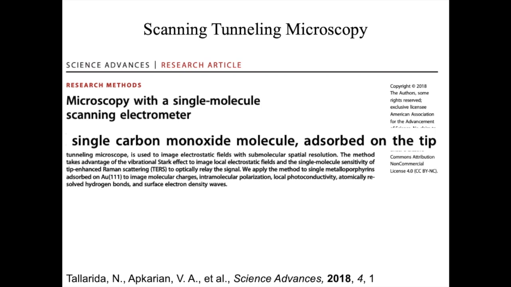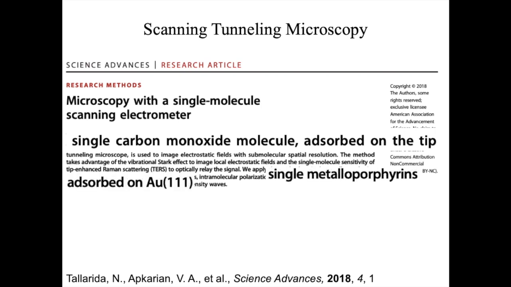So what they did is they enhanced the resolution of the STM using a single molecule of carbon monoxide absorbed onto the tip. So this is just taking a normal metal tip and adding a single molecule of CO onto it. And they were able to look at single metalloporphyrins absorbed onto a sheet of gold.